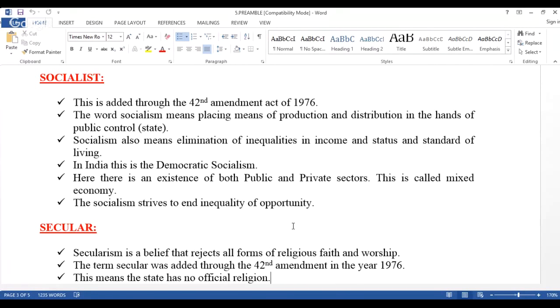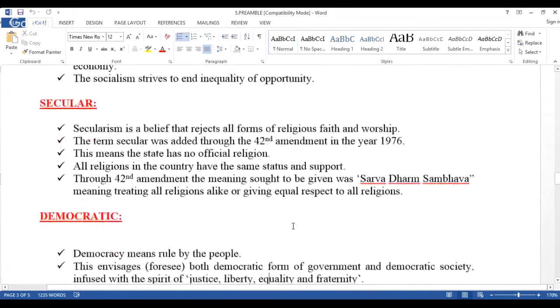India is a democratic socialism. Hence, there is an existence of both public sector and also private sectors. And it is called mixed economy. And socialism strives to end inequality of opportunity. Am I clear? Next.